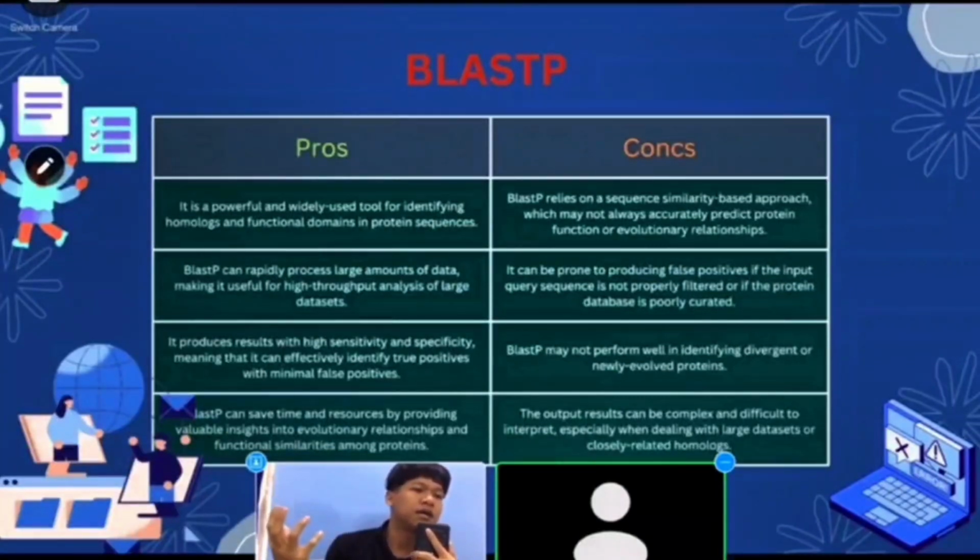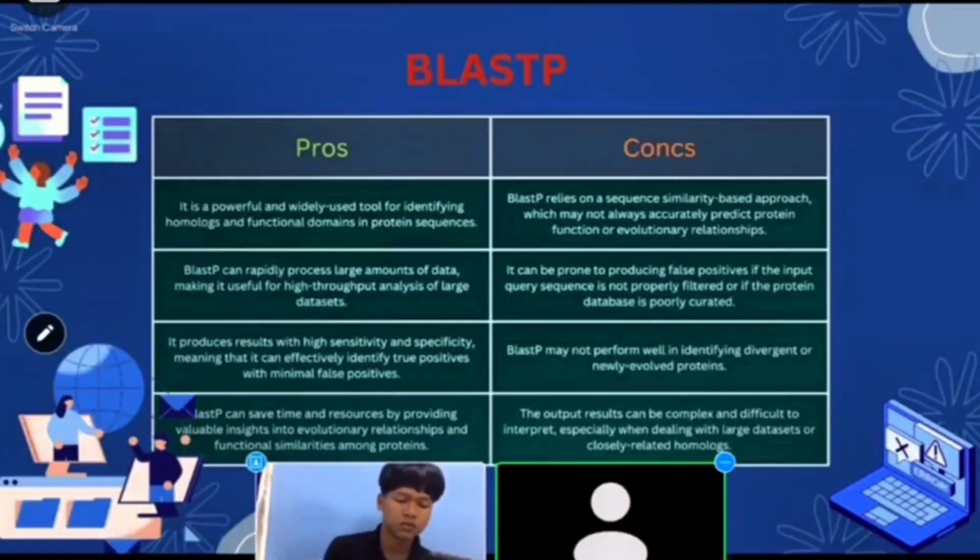Next we move to the cons of BLAST-P. Sometimes it may not accurately predict the protein function or evolutionary relationship, because it relies on a sequence similarity based approach. Next, if the input query sequence is not filtered properly, or the protein database is poorly curated, it may be prone to producing false positive results. It is also not good at identifying divergent or newly evolved proteins. And lastly, the output result may be difficult to interpret, for example when dealing with a large dataset or closely related homologs.